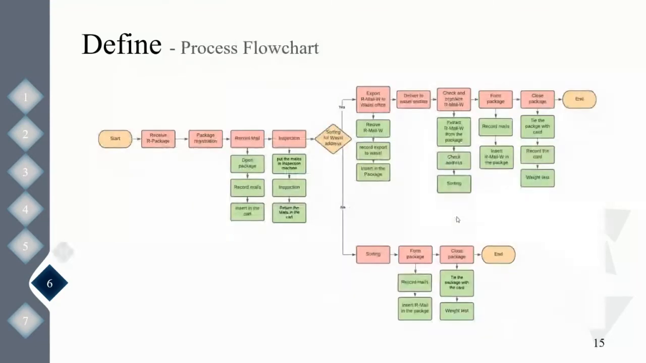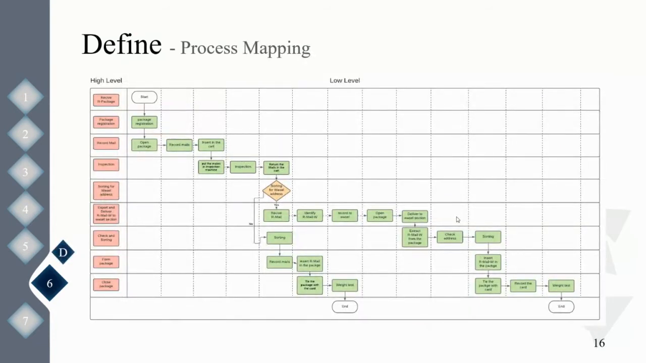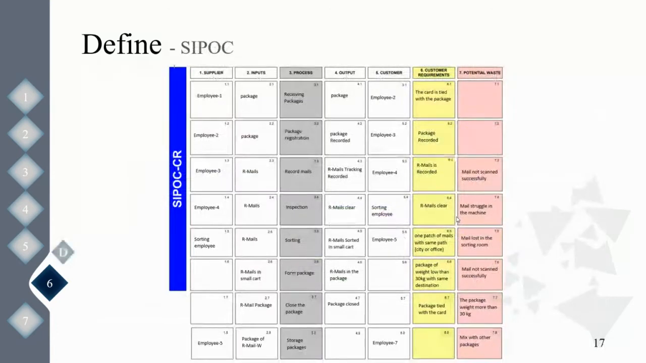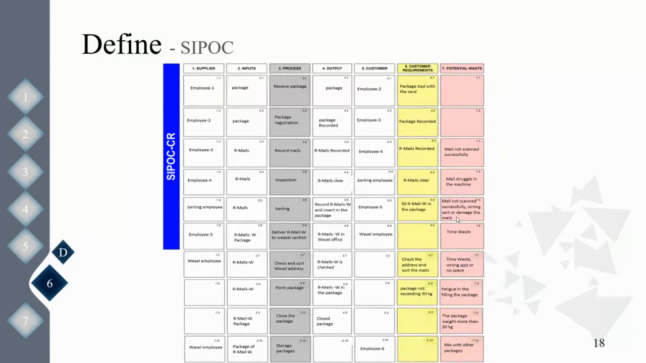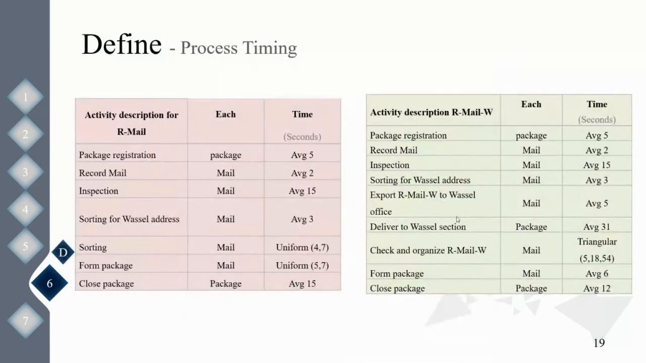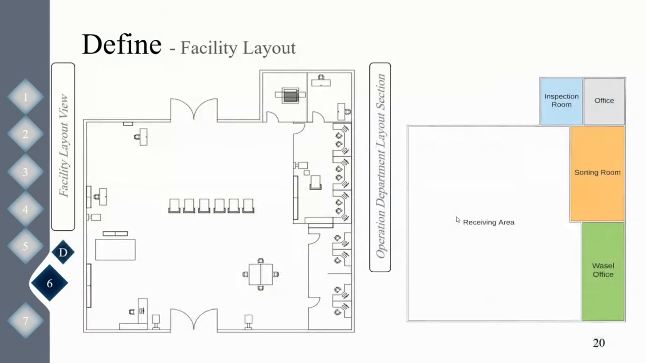And next, the process flow chart shows every step and flow of mails. And after that, the process mapping shows every detail in the process using flow charts. And after that, the SIPOC tool, which includes the suppliers, input, output, customer and customer requirements, and potential waste for both mails with WASL address and without WASL address. And next comes the process timing, which includes the times for all processes. And after that, the facility layout, which shows the layout for the facility and the operation department and equipment.